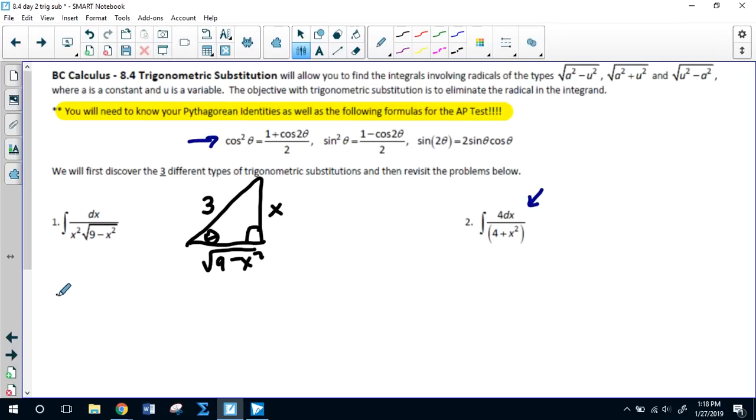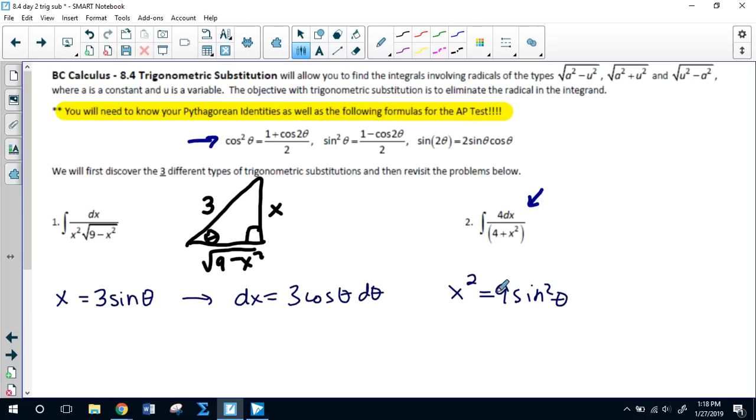So now I need to know that x is equal to 3 sine theta, which means that dx is equal to 3 cosine theta d theta. Notice we also need to know what x squared is equal to. So x squared is equal to 9 sine squared theta. And then I need to know what the square root of 9 minus x squared is. Well, the square root of 9 minus x squared equals 3 cosine theta. Now, I'm doing this kind of from memory, but you can do trig every single time. So this is adjacent over hypotenuse, and I then multiplied the hypotenuse to the other side.